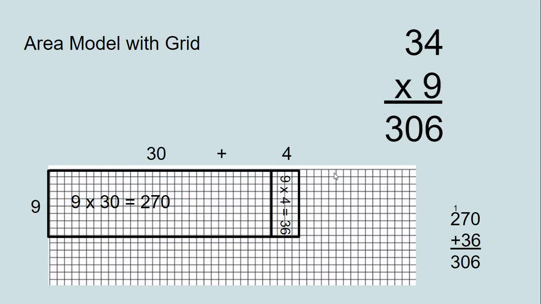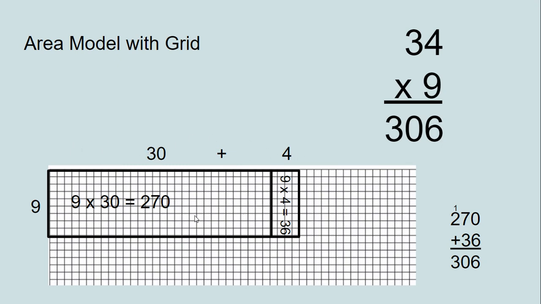The second way we learned to multiply by a one-digit number is using an area model with a grid. Now, we learned area is the inside of a rectangle, and if we know the length and the width of the rectangle, we know the area of the rectangle. So for 34 times 9, I drew an original long rectangle that was 34 units long and 9 units tall. And to make it easier, because I don't want to count all of these squares, I used expanded form for 34 and did 30 plus 4.